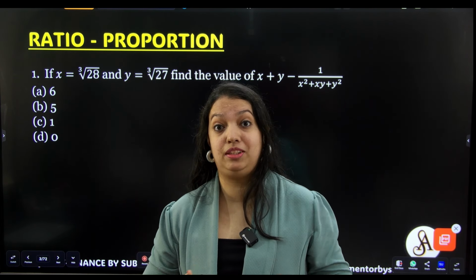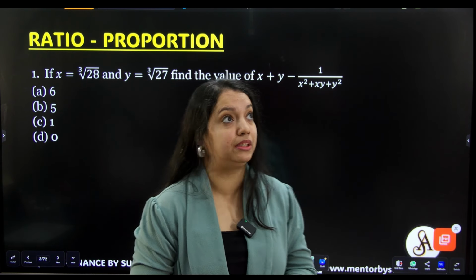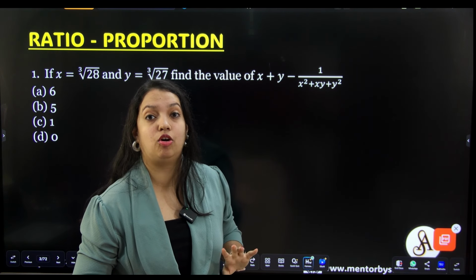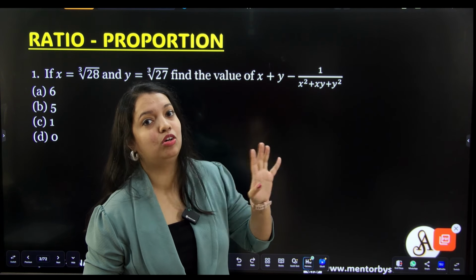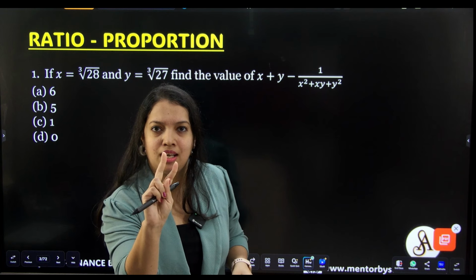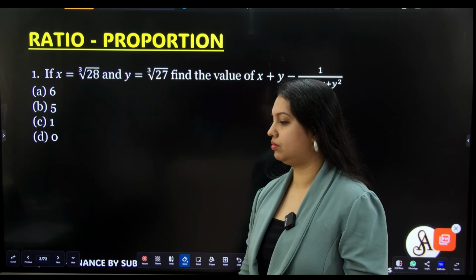If it is a 5-mark question where you had to show detailed steps, we will take the LCM of this fraction, rationalize the denominator and solve. As of now, I am not using that technique because we are not writing a 5 marks exam. Each question is 1 mark. Let's take method number 1.